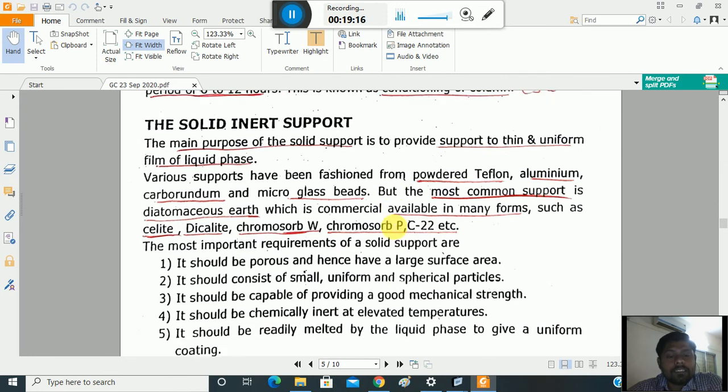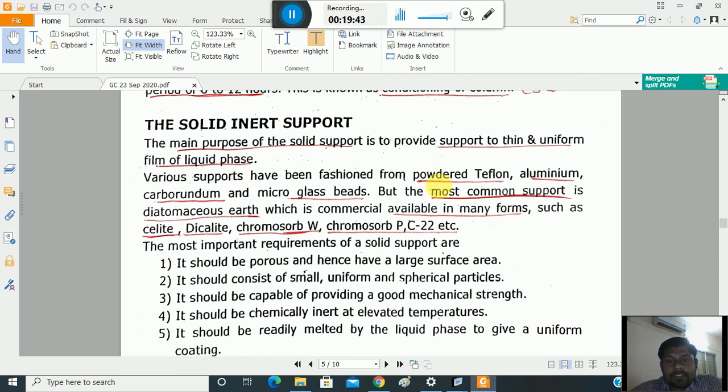The solid inert support. The main purpose of the solid support is to provide support to a thin and uniform film of a liquid phase. Okay, that is very easy. Inert support is used to support the liquid phase used as a stationary phase. Whenever you want to use liquid as a stationary phase, that solid support holds the liquid molecules on the surface of the column.